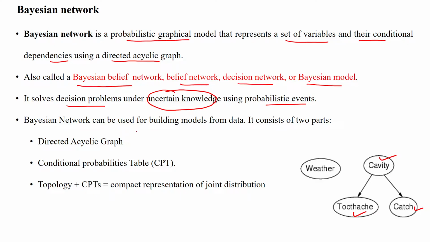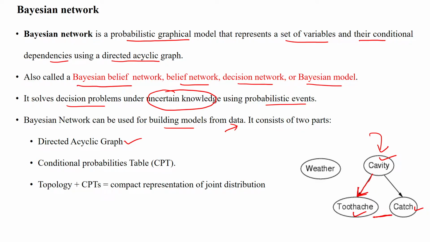Bayesian network can be used for building models from the given data set. It has two main components. One is the directed acyclic graph. Here the graph is constructed by using the variables, three variables, and it has only one direction.